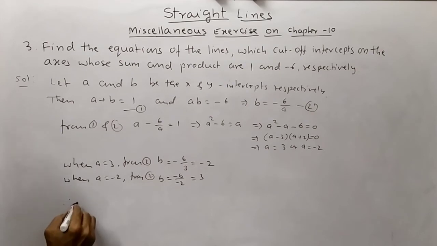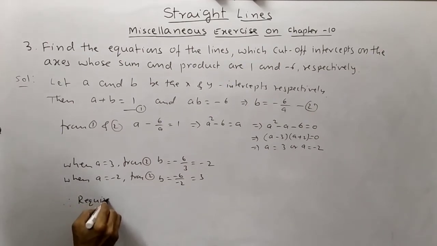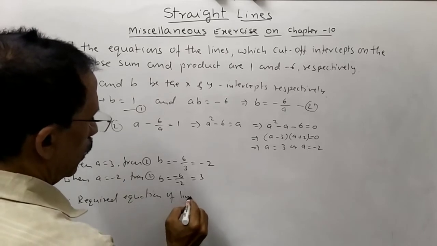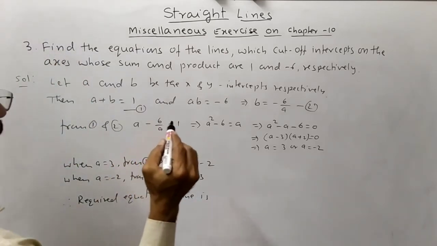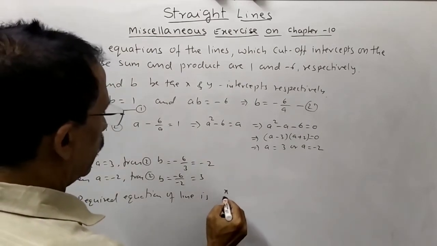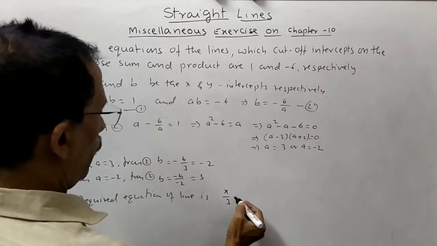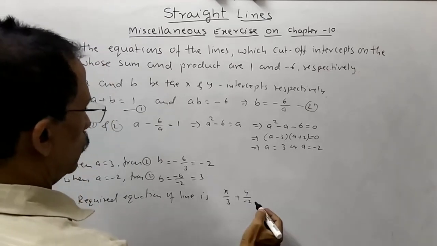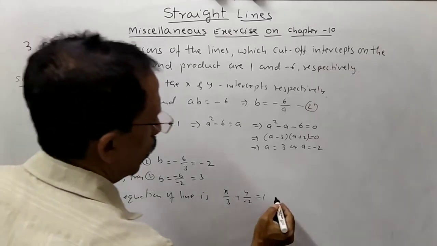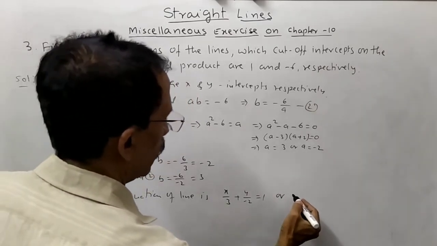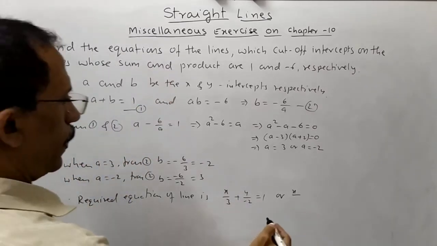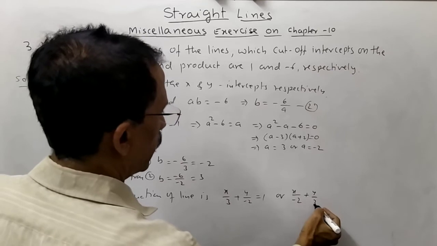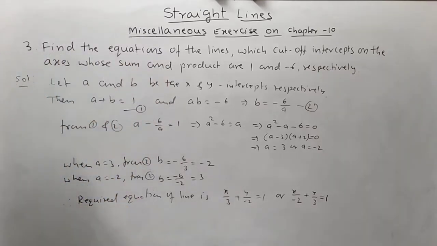Therefore, the required equation of line is x by 3 plus y divided by minus 2 is equal to 1, or x divided by minus 2 plus y divided by 3 is equal to 1 in intercept form.